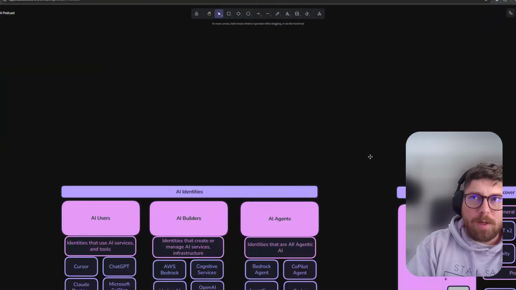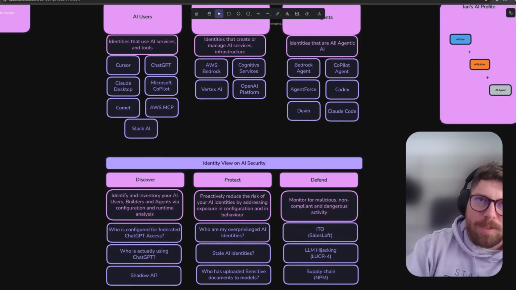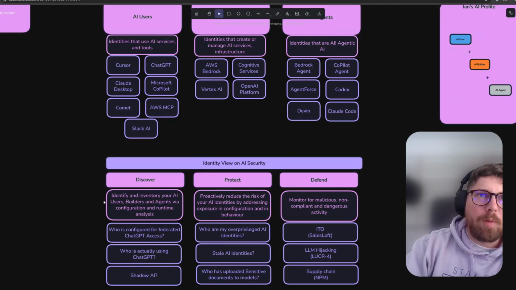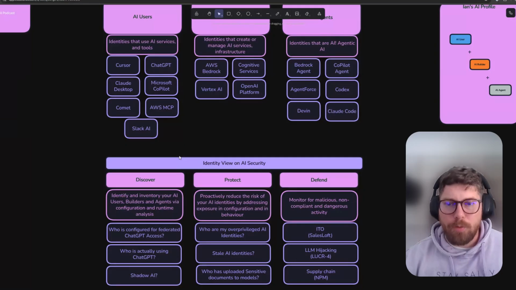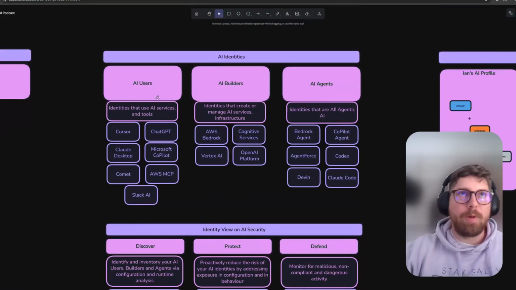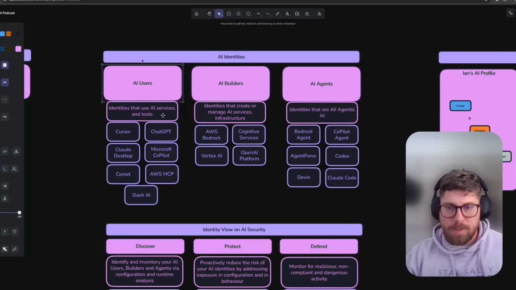What I really want to talk about today, though, is we'll get into some real attacks in the future and even some real exposures in the future too. But I really want to talk about the discover pillar. How do you even know who your AI users are in an organization? And when I say AI users, what do I mean? These are your people who are actually utilizing AI stuff, right?